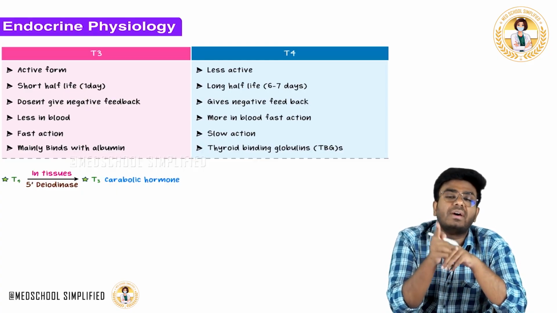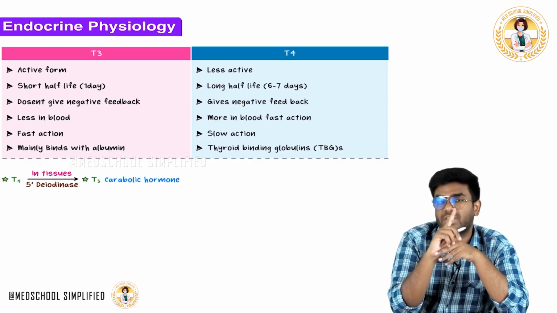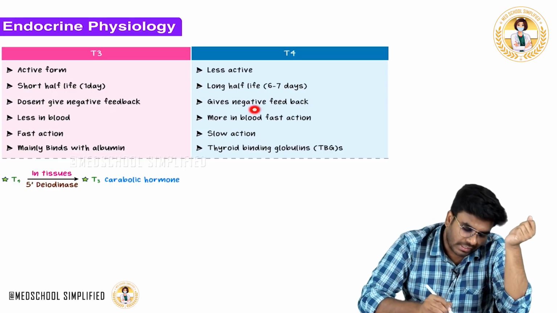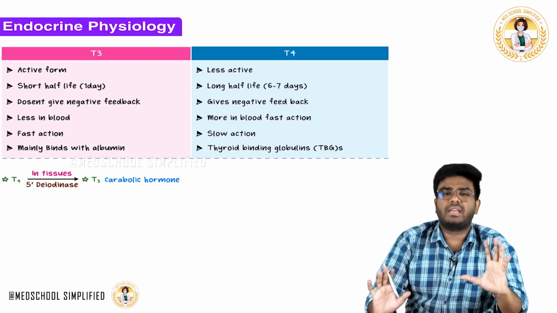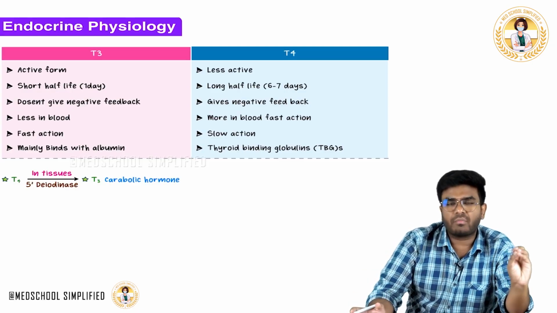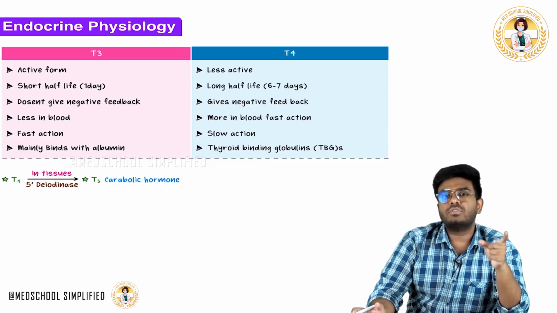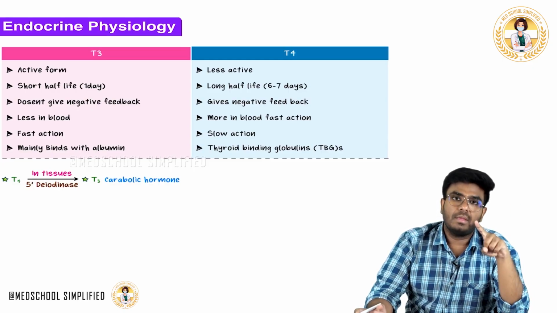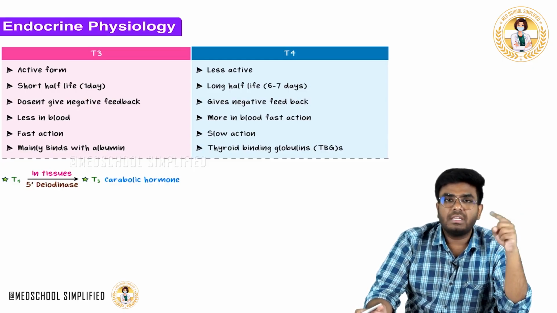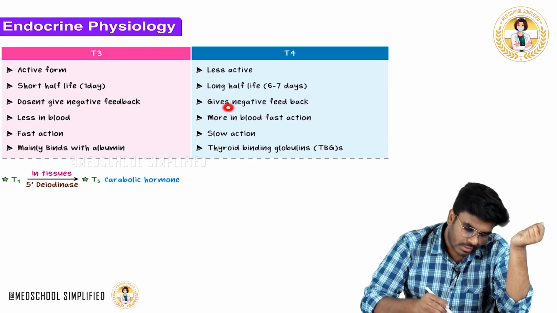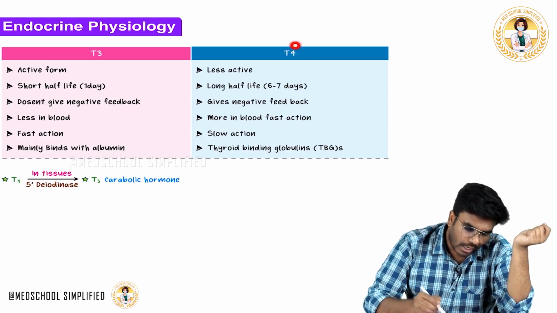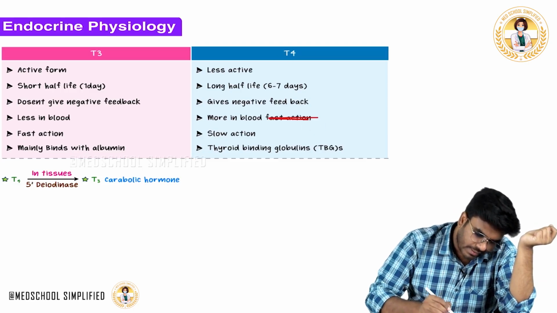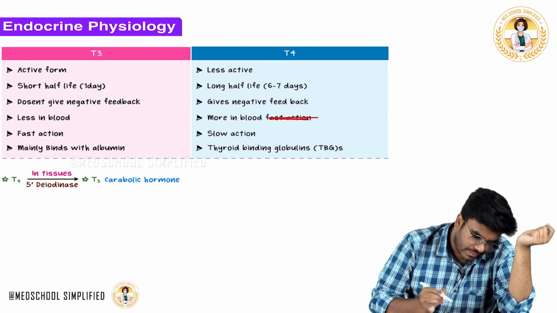So T4 is the one which really gives the negative feedback. It's not the T3. If you have enough T4, it means the thyroid hormones are enough, and wherever needed, the T4 will be converted into T3. So T4 is the real store, and T4 gives the negative feedback. T4 inhibits the TSH release, T4 inhibits the TRH release. Very important MCQ: T3 doesn't give any negative feedback. And who is more in the blood? More in the blood is T4 and less in the blood is T3.